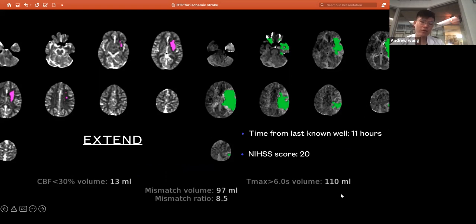And for the EXTEND trial, the time from symptom onset should be within 9 hours. However, because our patient woke up with the symptoms and the symptom onset is defined as the midpoint during the sleep, our patient might be eligible according to this criteria. And the symptom is within 4 to 26 of an NIH stroke scale. And of course, the mismatch will be a match as the EXTEND trial is less strict than the DEFUSE 3 trial. So it's also a match.